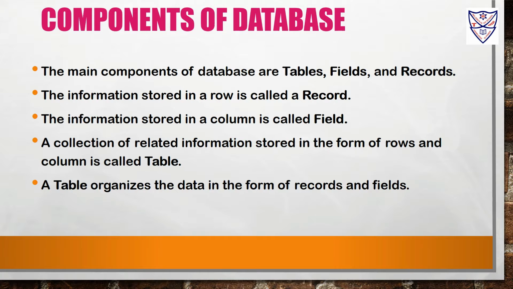A collection of related information stored in the form of rows and columns is called a table. A table organizes the data in the form of records and fields. A database is a collection of related information stored logically in the form of various tables.